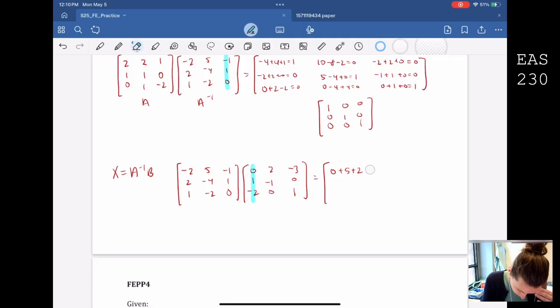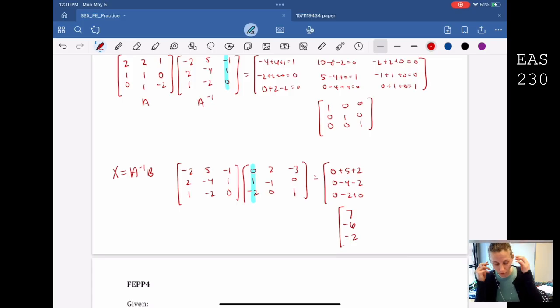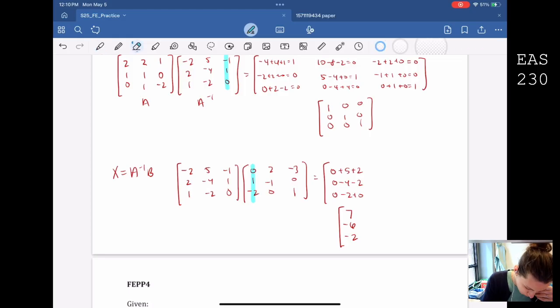I'll write my answers in a separate matrix down here, just because I'm running out of room. And then I get the next row, first column, I get 0, minus 4, minus 2, or negative 6. 0, minus 2, plus 0, or negative 2. There we go. That's my first x vector that I solve for. And then I move into my second column. So you think about it as, okay, I've solved one system of equations. Now let me solve the next system of equations.